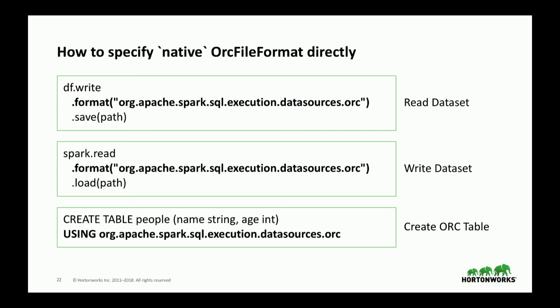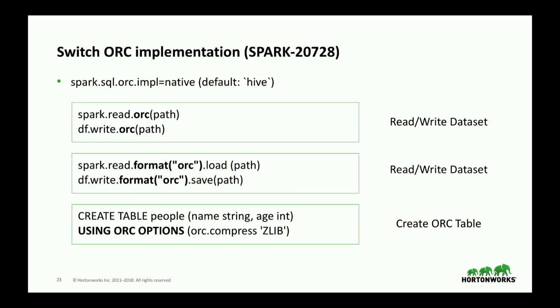But one drawback of this approach is you need to change your code. We don't want to change our code. So the other option is configuration. This is a new Spark 2.3 configuration: spark.sql.orc.impl is native. The default is hive, as I told you before. By default, it doesn't change anything. But if you change this configuration to native, then every operation goes to the native ORC file format.